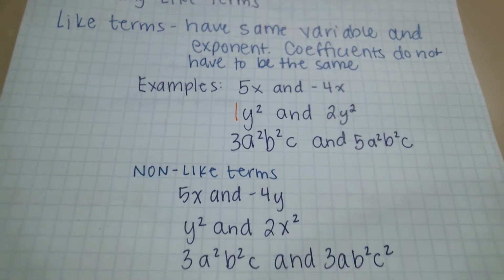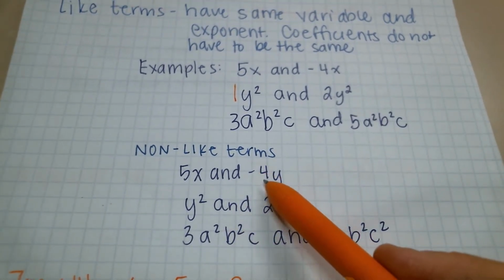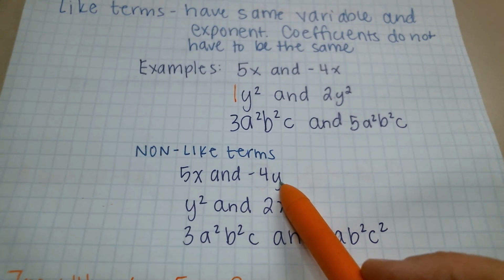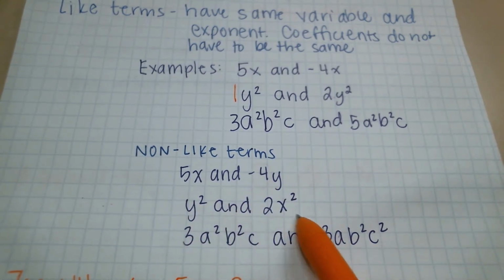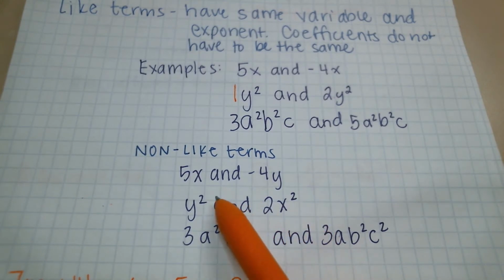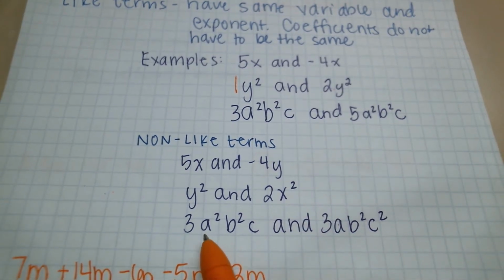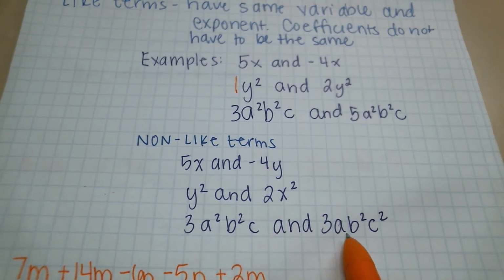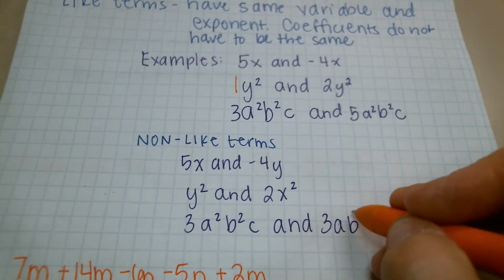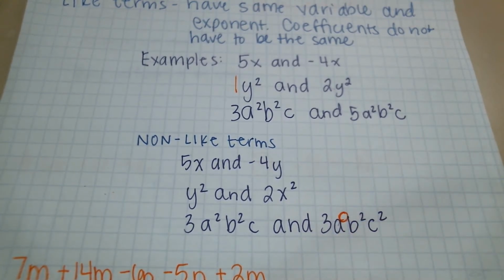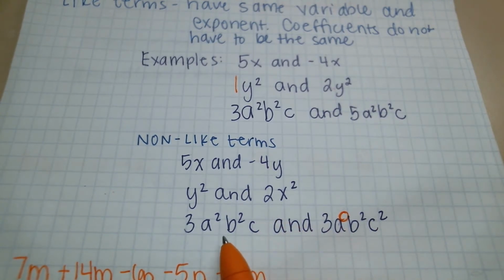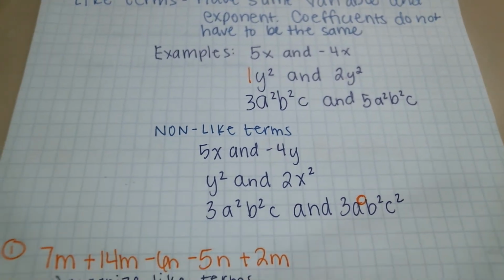So some examples of non-like terms: 5x and negative 4y. X and y are not the same variable. Y squared and 2x squared. Now we have the same exponents that are squared and squared, but y and x are different variables. They don't match. And then one that you got to be careful of is if you have lots of variables in each term, a squared does not match this a. Since it's missing a squared as its exponent, a squared, b squared, c, and a, b squared, you can see c squared and c are different. These are non-like terms.